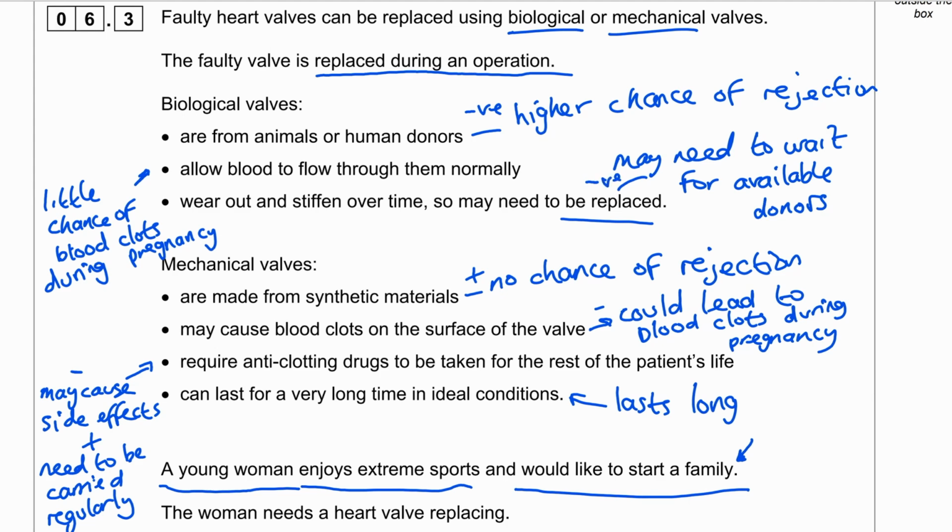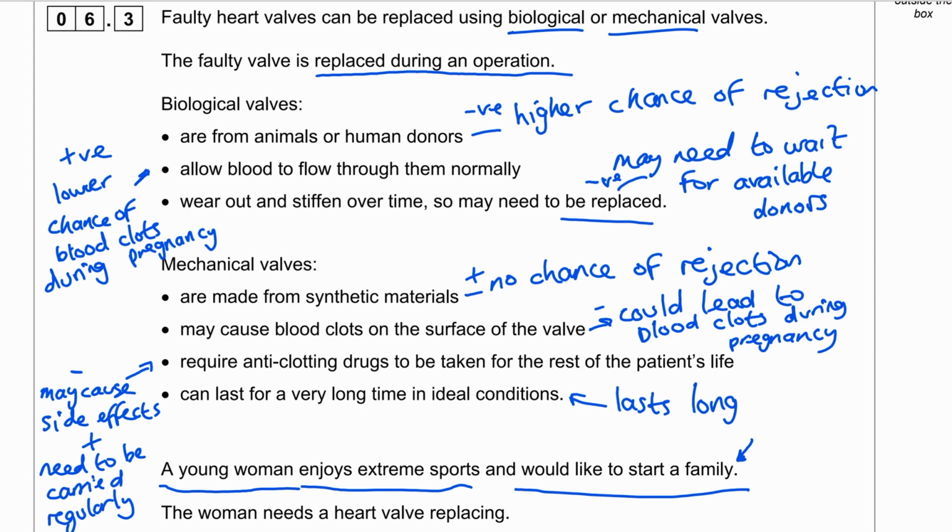We know that we still have a negative point with this needing to wait for available donors. But then we were saying that the point is for allowing blood to flow through them normally. We wrote down that it was a little chance of blood clots during pregnancy. Well, what we can do then is change that to a lower chance of blood clots during pregnancy compared to the mechanical valve. So that actually is then a positive point. So if we look at our biological valve only, then we've got one positive point and two negative points. So we have found advantage and disadvantage.